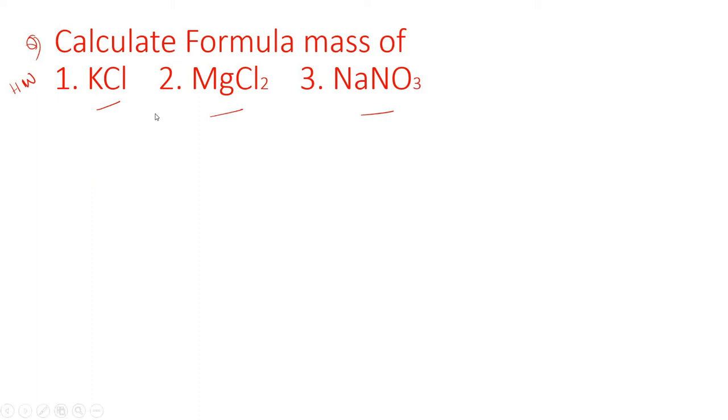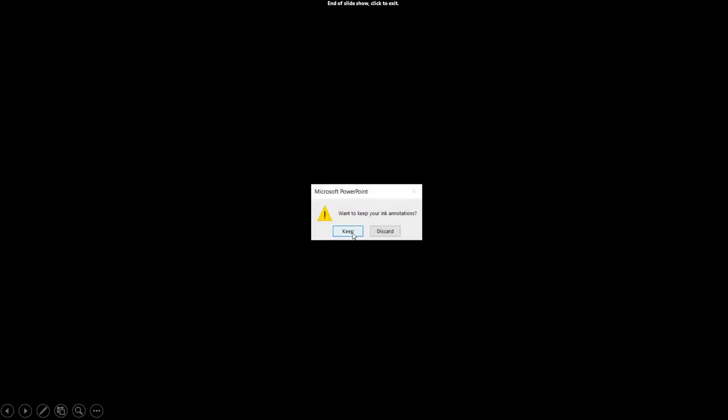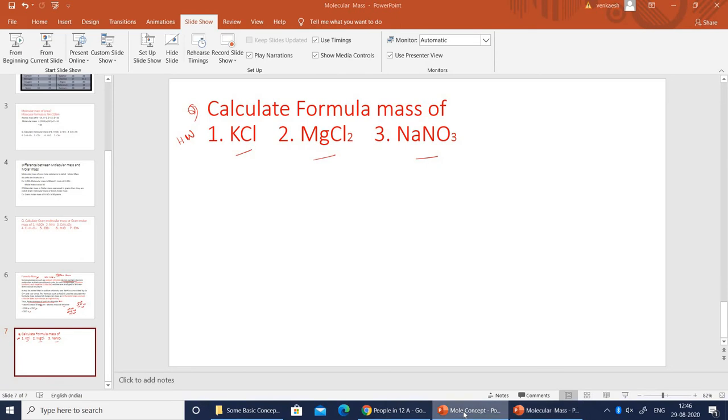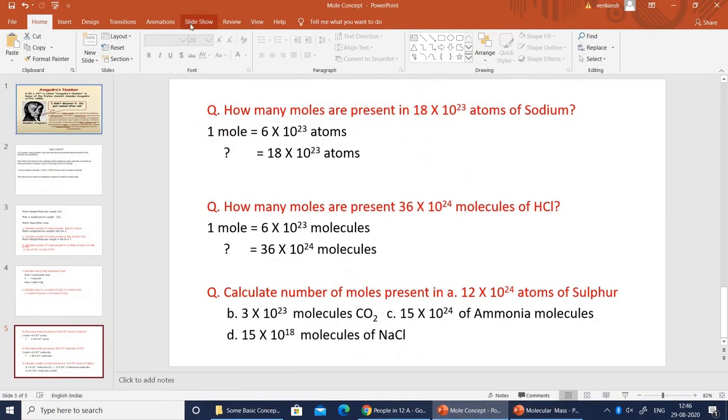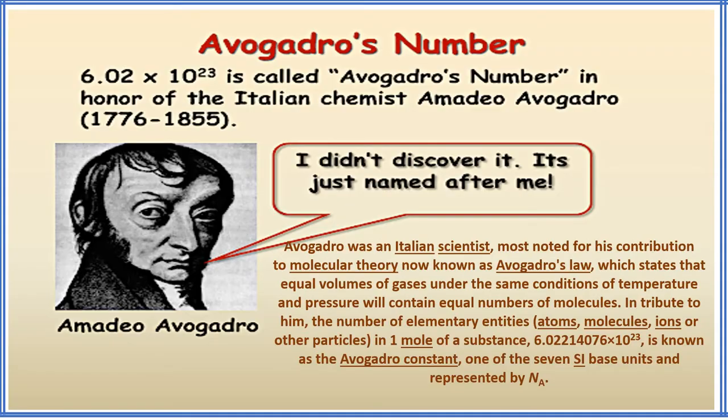Next, I will take the mole concept. First of all, the Avogadro number. What is this Avogadro number? Avogadro number is 6 into 10 to the power of 23. Just remember this; the fractional value is not needed. Simply remember 6 into 10 to the power of 23 is called the Avogadro number. It is represented as Na, A for Avogadro, N for number.